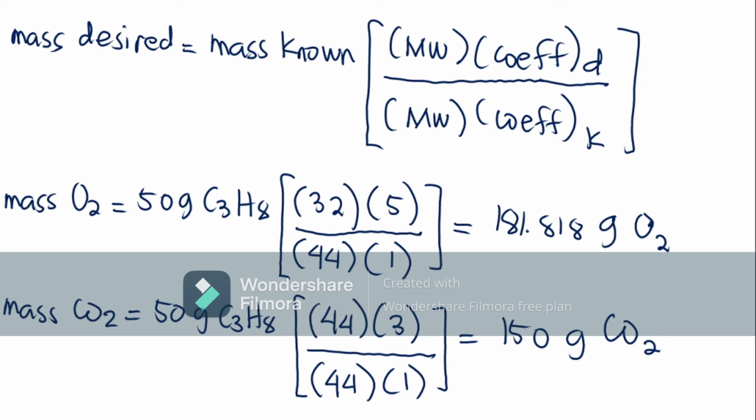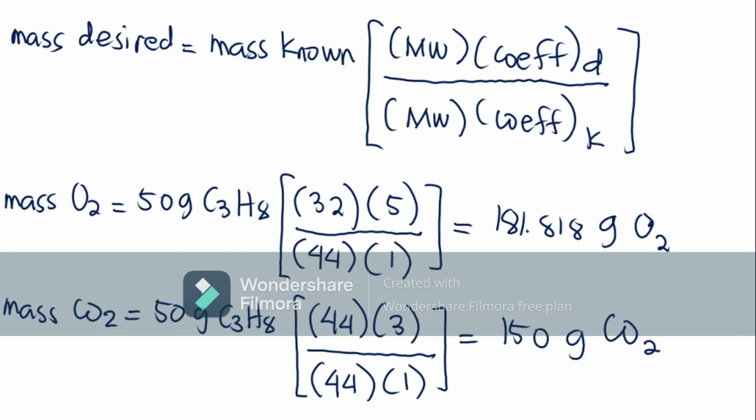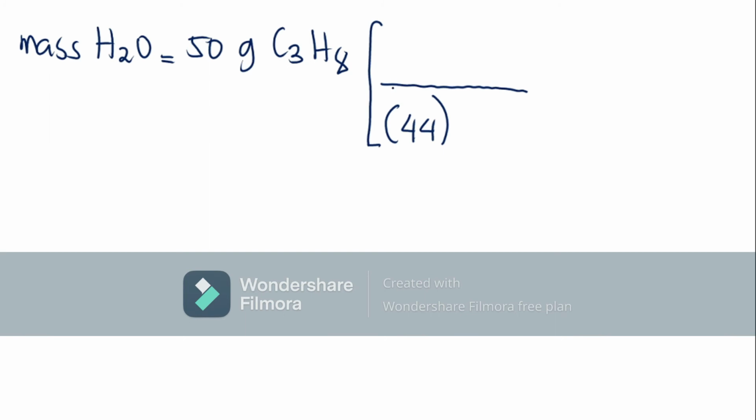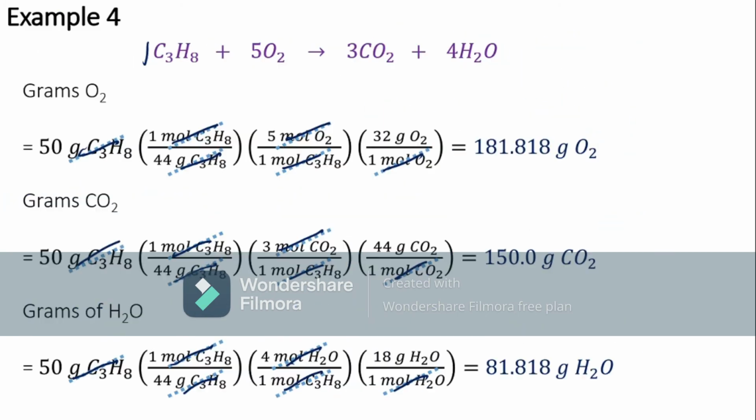Now, let's go for the amount of H2O. The mass of H2O is equal to, start ulit tayo sa 50 grams of C3H8. Then, known substance muna tayo. So ang molecular weight nito ay 44 gram per mole. Ang kanyang coefficient in a chemical reaction ay 1. Tapos, punta na natin si H2O. Ang molecular weight ni H2O ay 18 gram per mole. Ang kanyang coefficient in a chemical reaction ay 4 moles of H2O.